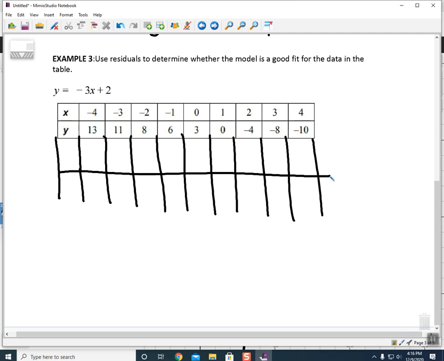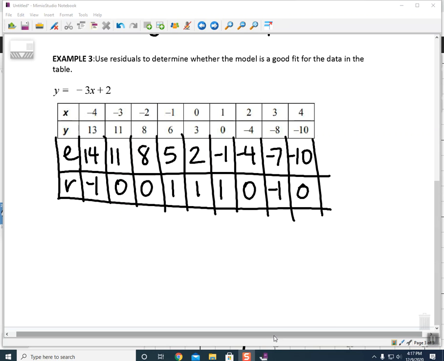Okay. I'm going to put an E here for estimate and an R here for residual. So we're going to do the same thing we just did. Go ahead and plug in your estimate values, figure out the residuals. You do not need to figure out the total residual, but figure out the residuals and then tell me if you think that this is a good model or a bad model.